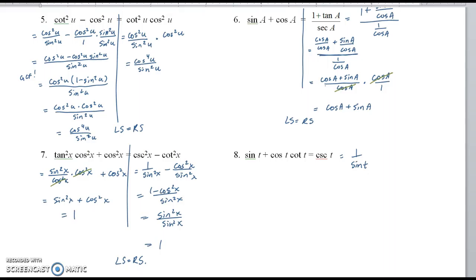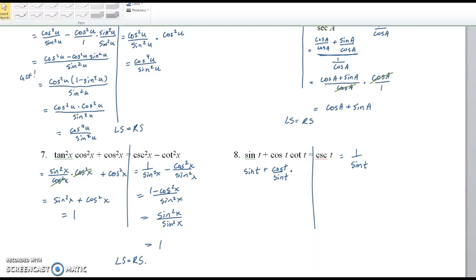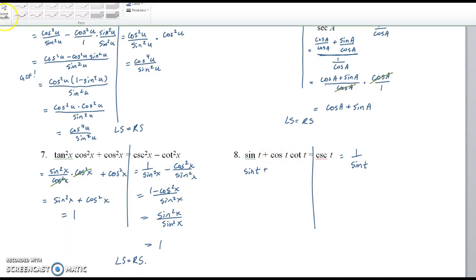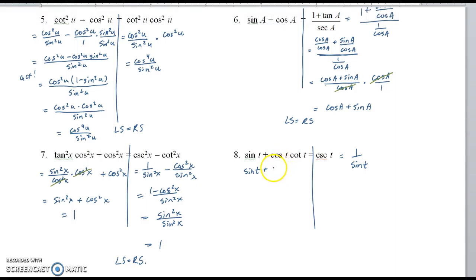Now, moving on. Cosecant of t is equal to 1 over sine t. And sine of t plus cos of t and cotan t is going to be, let me fix this, it's going to be equal to sine t plus cos t times cos t over sine t. And that's going to be equal to sine t plus cos squared t over sine t.